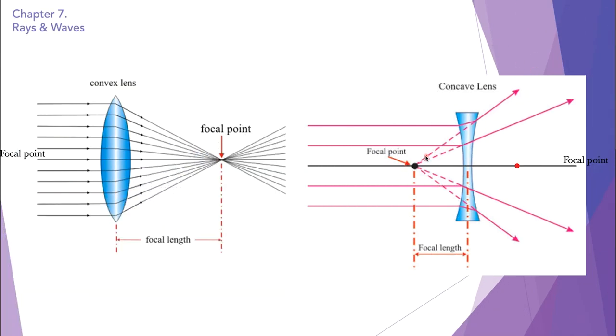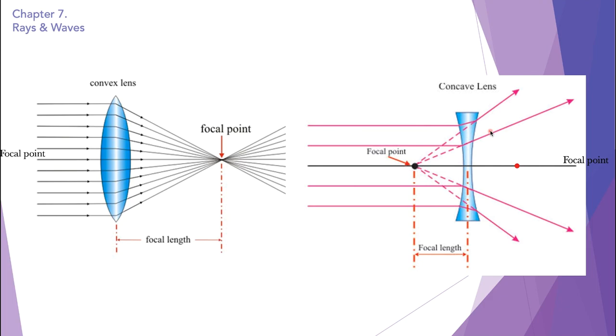Here as you can see, they can never converge. These rays never meet together to form an image. So that is why concave lenses always form virtual images, whereas convex lenses do form real images. So the rays that do not converge and form an image, that type of image is called a virtual image. So a virtual image is different from a real image.